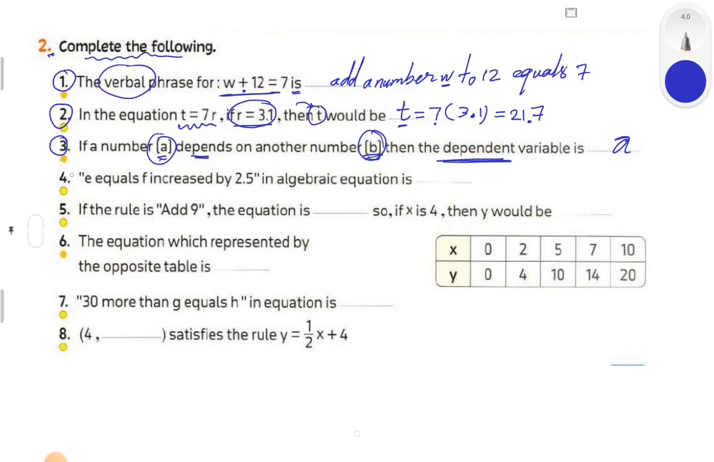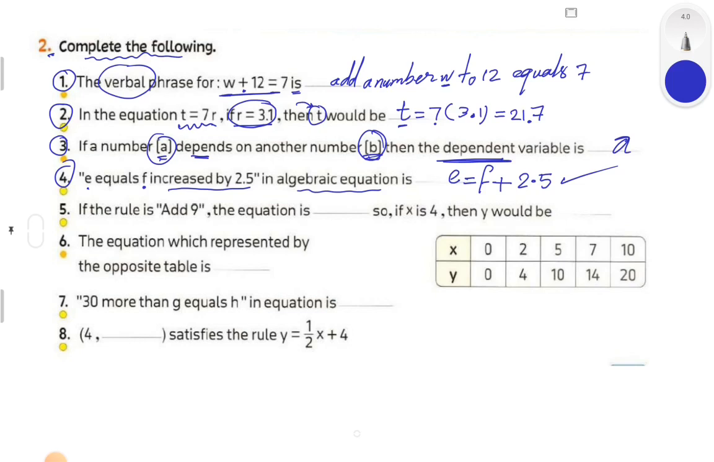Okay, for e equals f. Note with me, e equals f. Just f? No. Increased by 2.5, increased means plus 2.5. In an algebraic equation, I just write it.